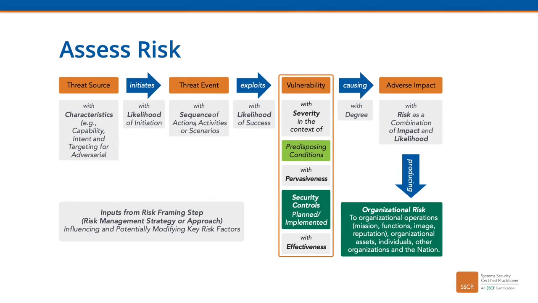This figure from NIST Special Publication 800-30 outlines the risk assessment process. This diagram shows the process of a risk event and the relationship between the various elements of a risk event. For example, a threat source, a malicious actor, uses a piece of malware, a threat event, to exploit a vulnerability in a software product, an unpatched system, that is unpatched because of a poor patch management process, a predisposing condition, causing damage, an adverse impact to the organization.